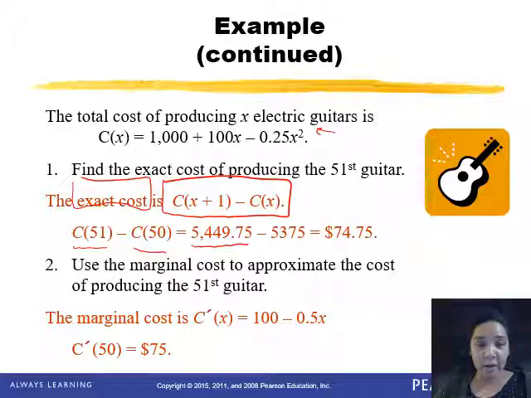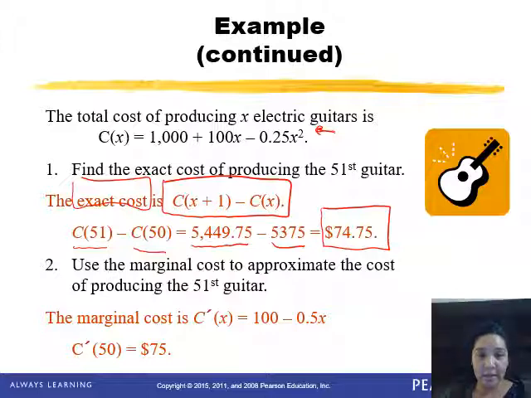$5,449.75. Now, if you plug in 50 into this original equation here again, you should get $5,375. So the exact cost of producing the 51st guitar is $74.75.